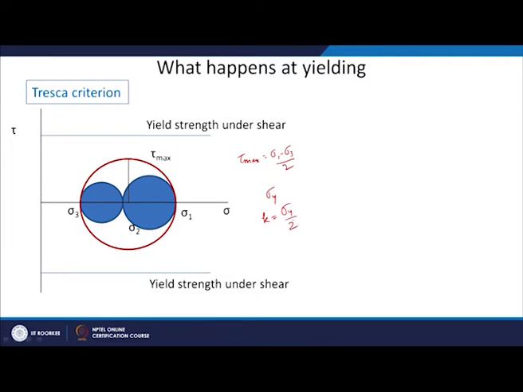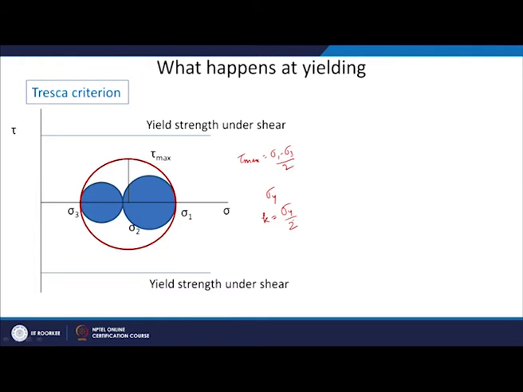For that, there are torsion kinds of experiments, where you give a torsion stress or torsion strain, and the yielding takes place under shear stress condition. There is a relationship between the yield strength you get from a simple shear experiment and the tensile experiment. That is k equal to sigma y by 2.